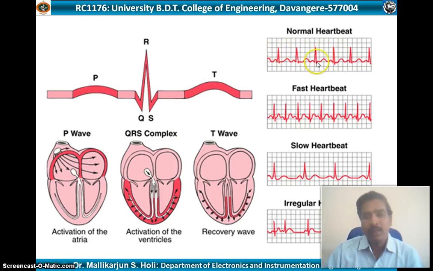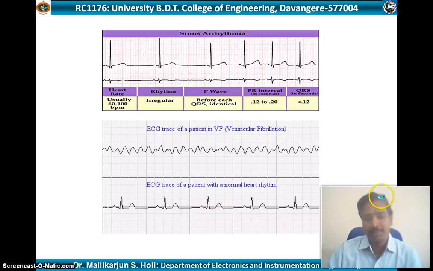This is the typical normal heartbeat, which shows the P wave, QRS and the T wave, and this is the fast heartbeat, which is called tachycardia. You can see the number of beats in the same duration is more, and this is the slow heartbeat, where you can see the number of beats is less compared to the normal. And this is an irregular heartbeat, where you can see the heart is contracting and relaxing in an abnormal way.